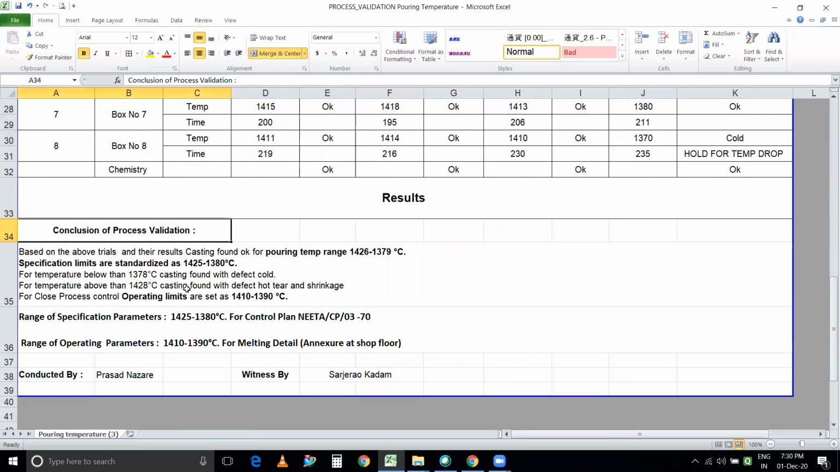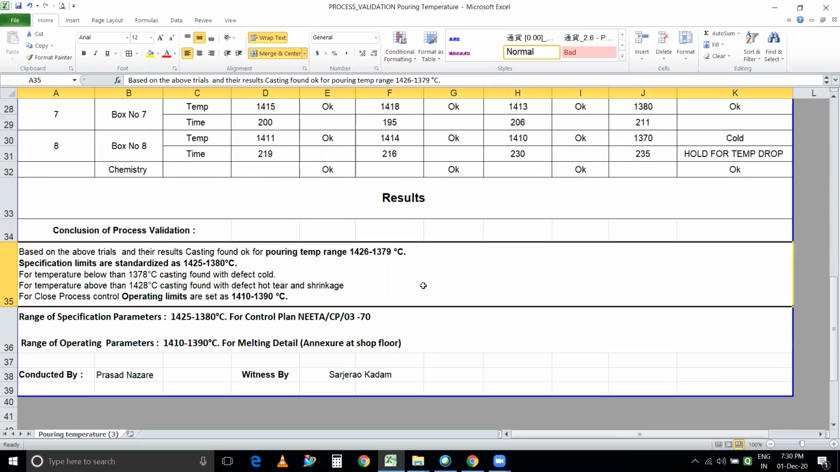Conclusion of process validation: for pouring temperature range 1426 to 1379, all the jobs were found okay. So we can give a specification label like this.